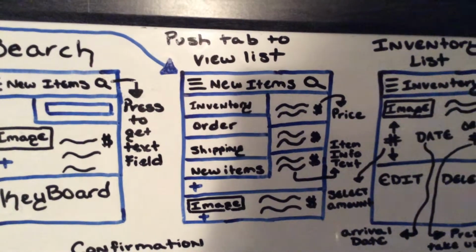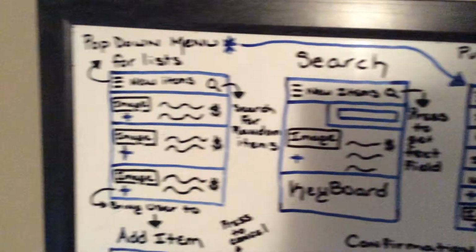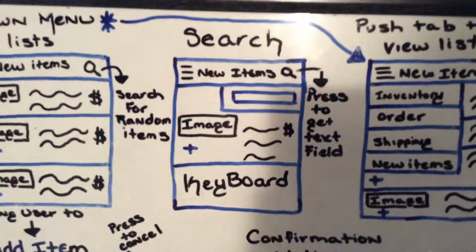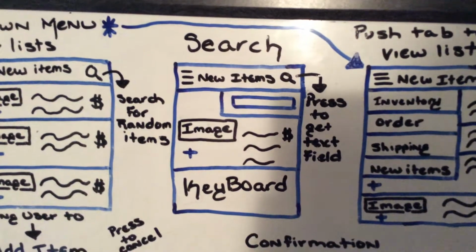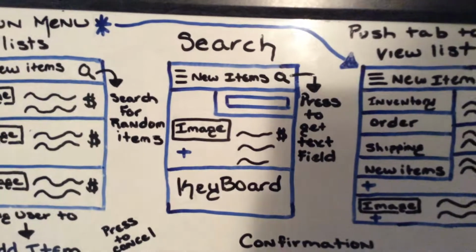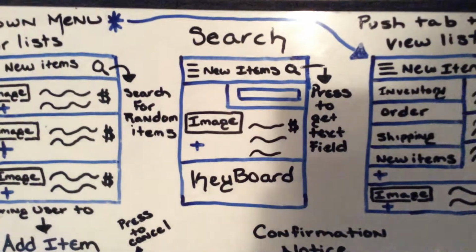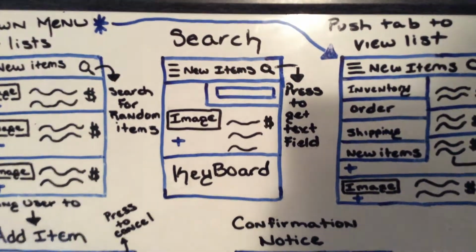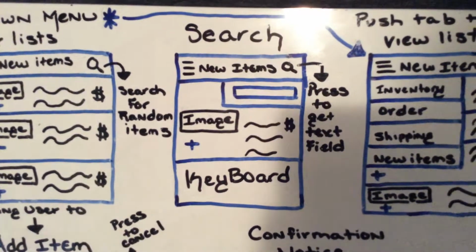Now, the magnifying glass in the right hand corner will prompt you to a little text field to search for any item that you can think of. Once you hit that magnifying glass, the text field will come up, and then you press that text field to get the keyboard, which you can see right there as I demonstrated.